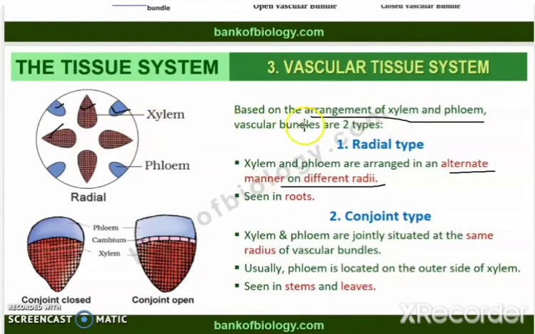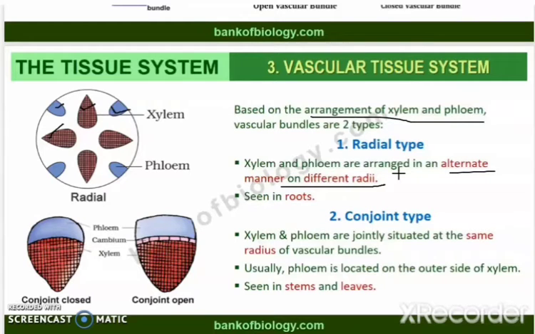So alternate manner, when xylem and phloem are arranged in an alternate manner on different radii, and they are not present in the same radius, they are present in two different radii, right? So such a type of vascular bundle arrangement is called the radial type. And in which part do we see this? We see this in the root portion of the plants.